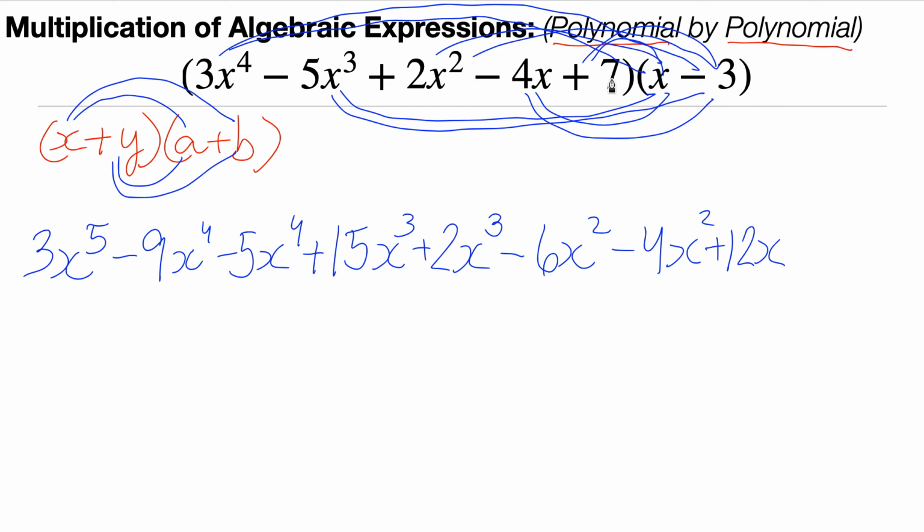Okay, lastly, what we have is the 7. So 7 times x is positive 7x, and then 7 times minus 3 is minus 21. Okay, so we have this long expression.